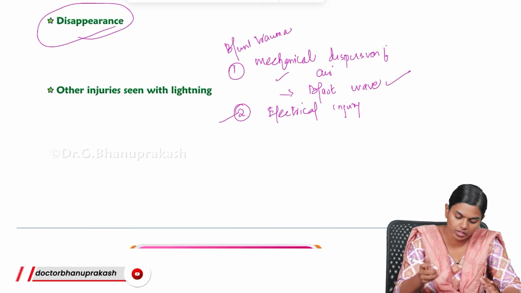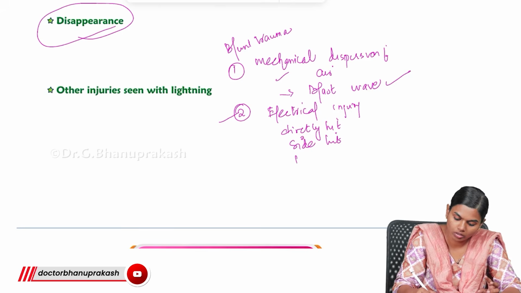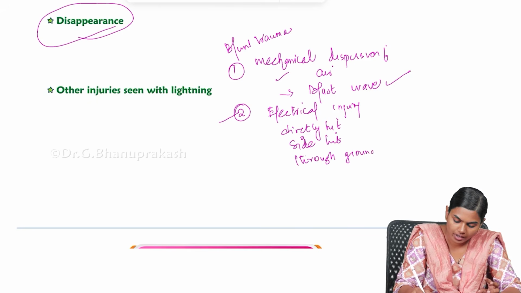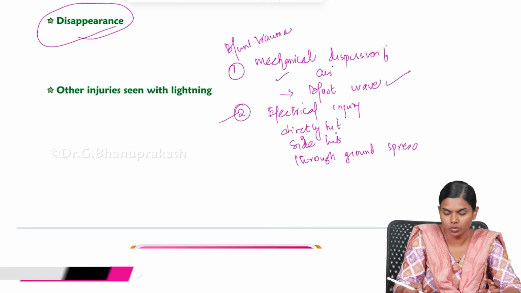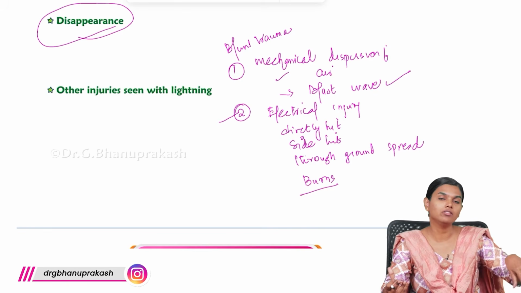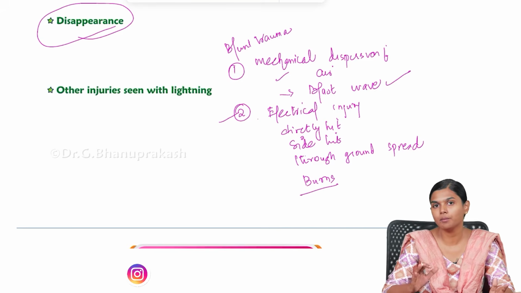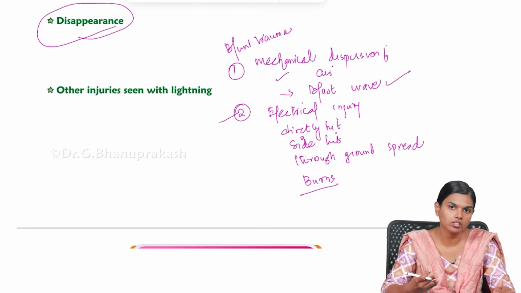Like your electrocution, it can come and directly hit you. So, directly hit or side hit or through the ground, it will spread and it will reach you. Or it can cause burns, like it can create fire, which will cause burns to you. So, this electrical injury and blast wave are the main mechanisms through which lightning causes injury.